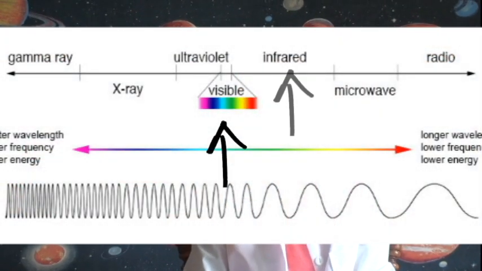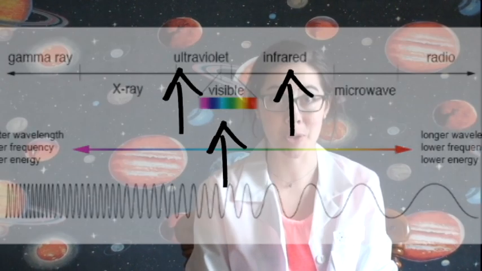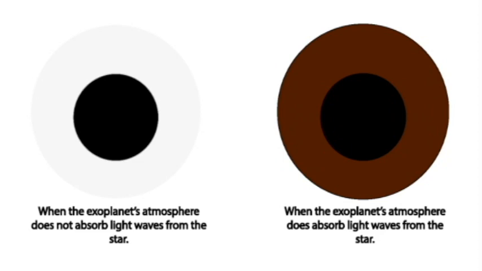Scientists use these different wavelengths to determine what elements are in the atmosphere of an exoplanet. This is where transmission spectroscopy comes in. Scientists observe an exoplanet at different wavelengths corresponding to the visible, infrared, and ultraviolet light spectrums, and measure the size of the planet. The planet seems larger when the atmosphere is more opaque.